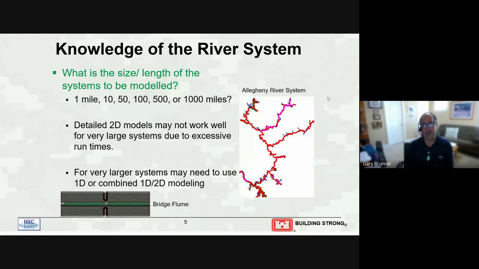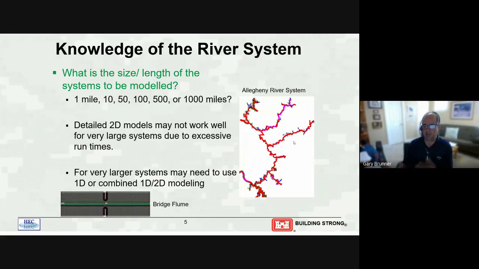If I have a system like the one on the right, this Allegheny River system, it has thousands of miles of river. There's no way I'm going to be able to develop a detailed 2D model of that entire system and run it in any reasonable amount of time. It just isn't going to work. So that kind of system really needs to be 1D or predominantly 1D with maybe some small 2D areas, okay?